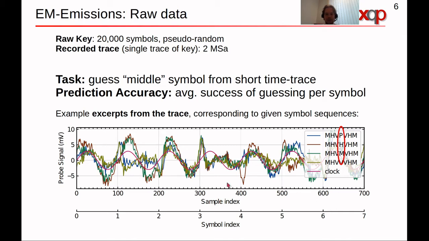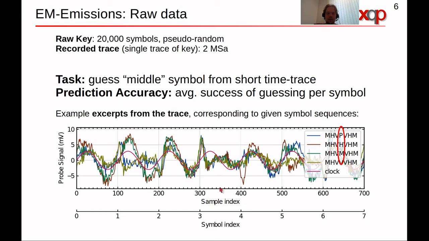If you want to extract information from this recorded trace, the method we decided on is to take a piece of symbols, such a piece. We decided on a length of 5 symbols and try to predict the middle symbol. So the task is to guess the middle symbol from a 5 symbol long time trace of the electromagnetic emissions. And we will be talking about the prediction accuracy, which means the average success probability of guessing per symbol. Guessing probability of 25% means you have no information because there are 4 different symbols which are equally likely.